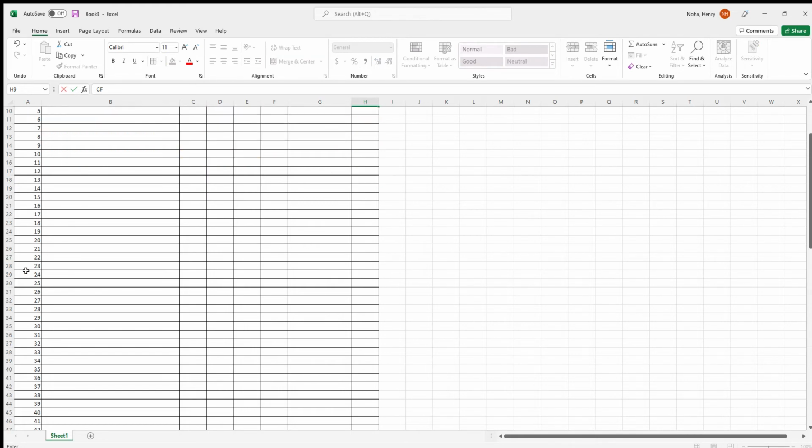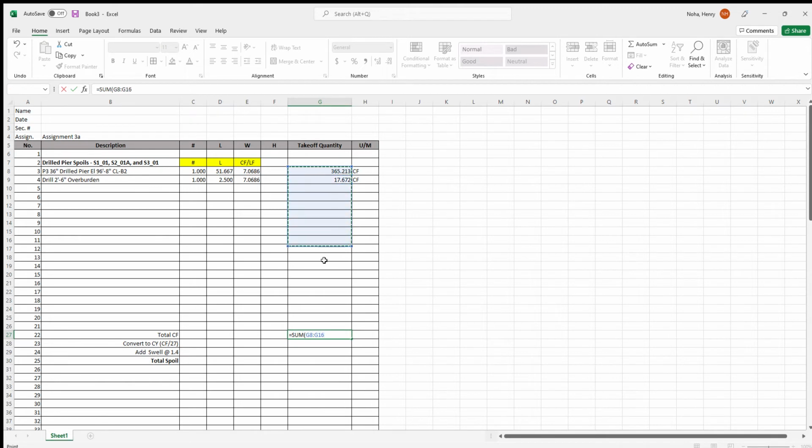And if you follow the template exactly, you'll see on that. On 22, it says total cubic feet, then your conversion to cubic yards, which is just the cubic feet divided by 27, then add the swell at 1.4. Then your total spoil. These will be right aligned, and then highlight. Now your total cubic feet is just sum, and then you open your parentheses, and you go from the first to the last cell that you have, and then close your parentheses and press enter.